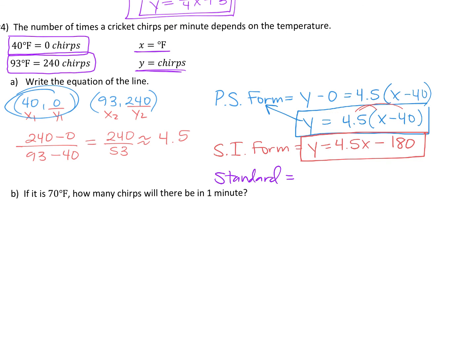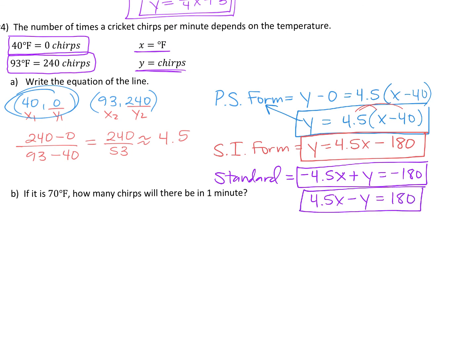Now, this is the thing I was talking about yesterday. You could subtract the 4.5x and you would end up with negative 4.5x plus y equals negative 180. And that's okay. It is two negatives and only one positive. So if you wanted to multiply everything by negative 1, it would be 4.5x minus y equals a positive 180. Slightly better. They're both okay.